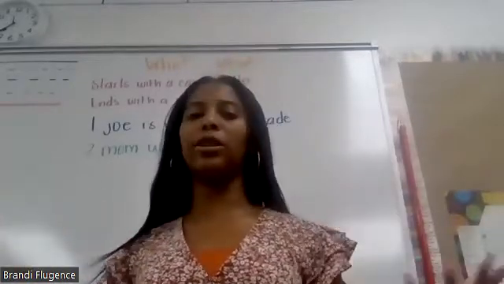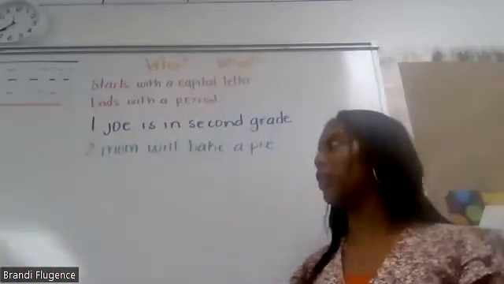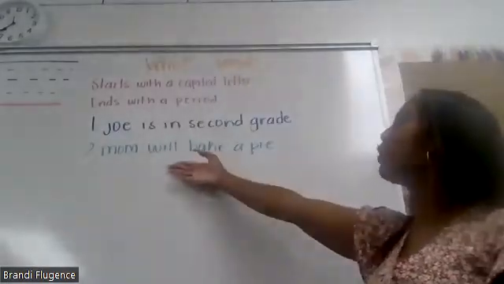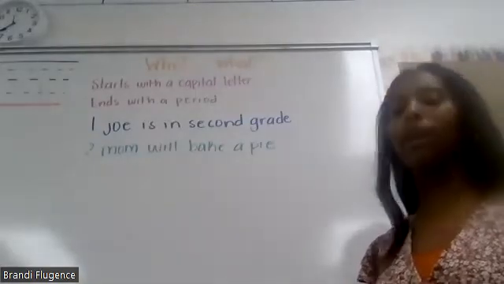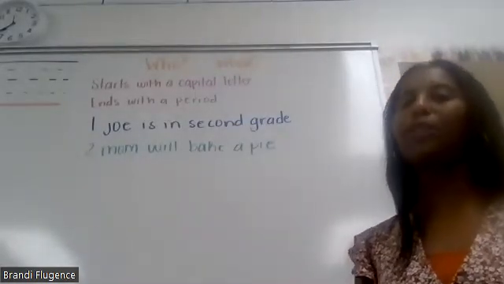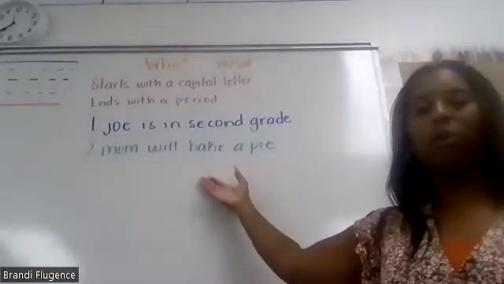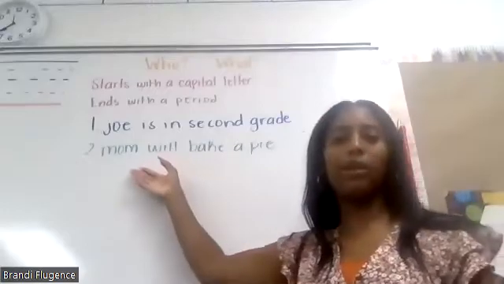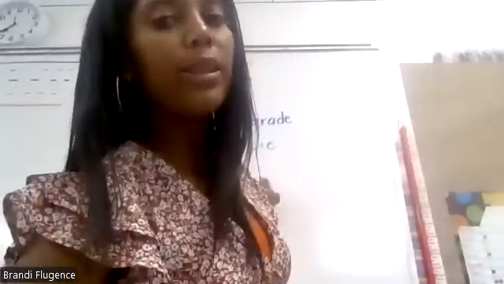I have sentences on the board. You just have to correct them, okay? We'll just add to that this year, like we'll learn interjections and different things like that with sentence writing, okay? So I have two basic sentences here. Number one says, "Joe is in second grade." I think we already know what to do to fix that. Number two says, "Mom will bake a pie." I will give you about 5 minutes to go ahead and write these sentences correctly, okay? So remember your rules. Go ahead and write these two sentences the correct way.